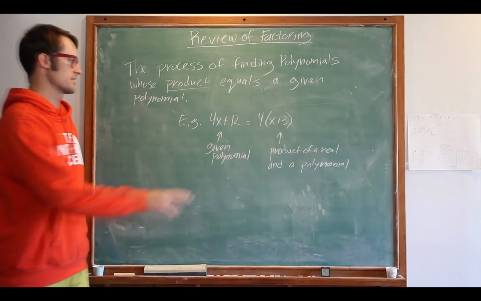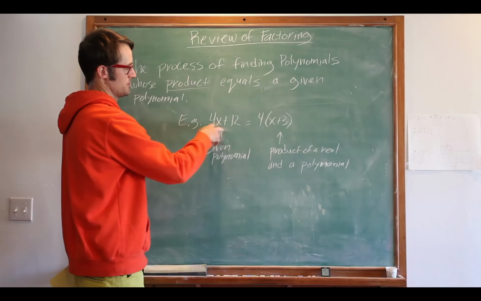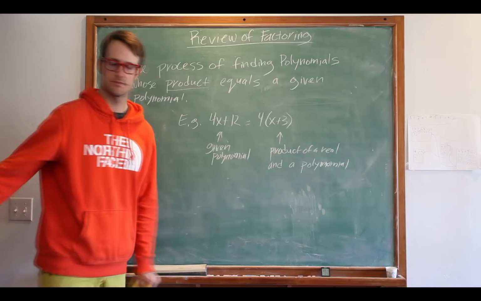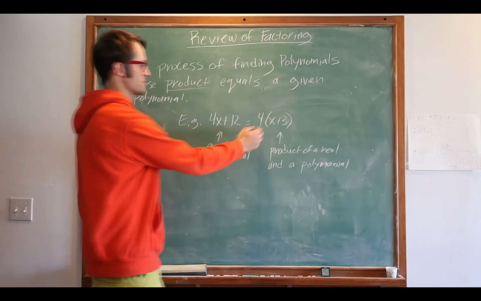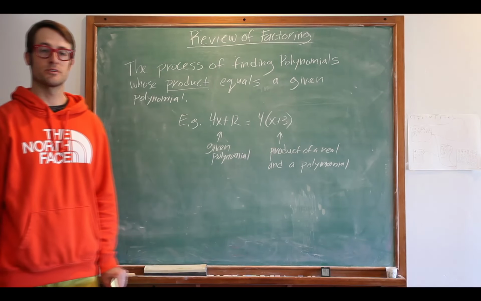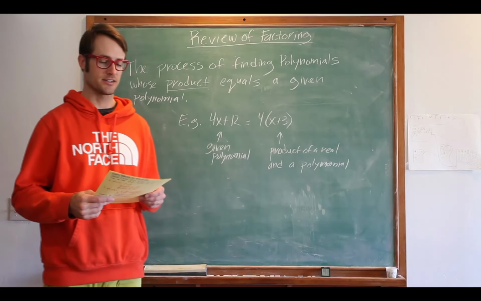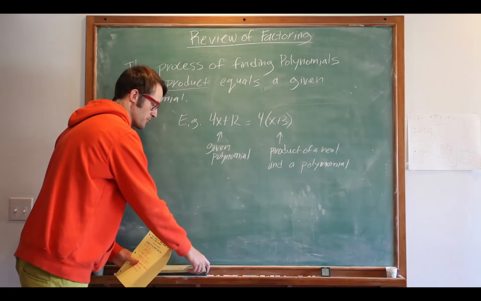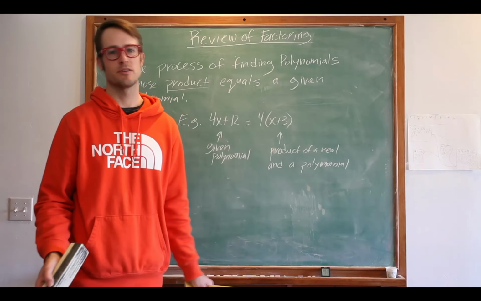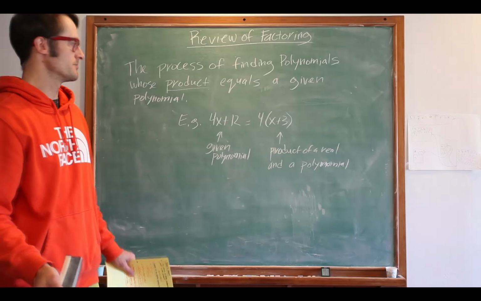So in this example I've got 4x plus 12, you can pull the 4 out and it's a real number multiplied by x plus 3. So the product of those two terms equals the polynomial that we were given, and that is factored. So we're just going to go through a lot of examples today as a way of getting that habit back, and let's get started.